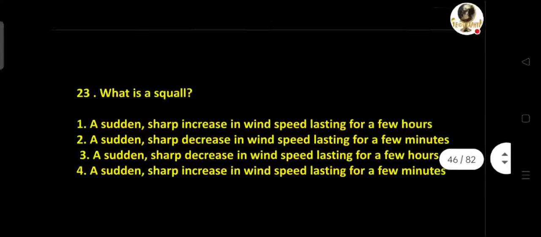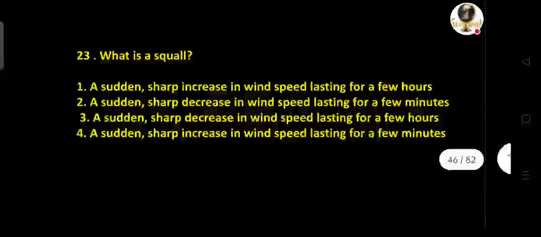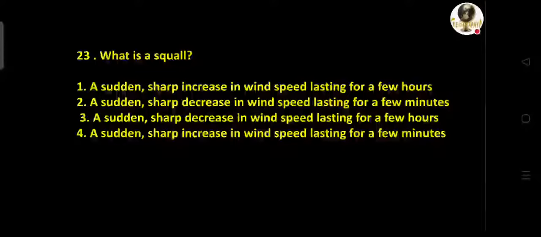Another question, very interesting: what is a squall? A squall is a sudden and sharp increase in the wind speed lasting for a few hours, a sudden sharp decrease in the wind speed lasting for a few minutes, a sudden sharp decrease in the wind speed lasting for a few hours, or a sudden sharp increase in the wind speed lasting for a few minutes. Very interesting question number 23.